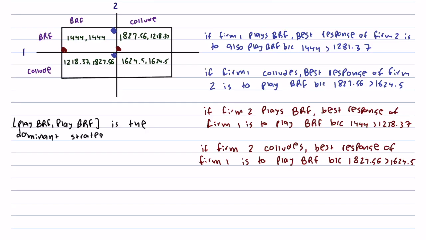Dominant strategy. So therefore, BRF is the Nash equilibrium, right? And the reason it's the Nash equilibrium is because if firm 1 plays their BRF, firm 2 has no incentive to deviate. They're also going to play their BRF, right? And likewise, if firm 2 plays their BRF, firm 1 has no incentive to deviate, right? Because if they do, they're going to make 1,218, which is less. They're also going to play their BRF. So therefore, we know that BRF is the Nash equilibrium. No player has an incentive to unilaterally deviate.